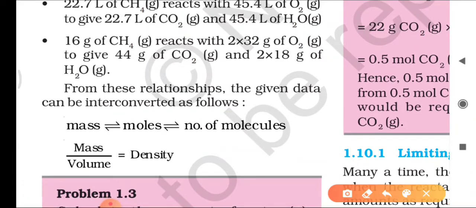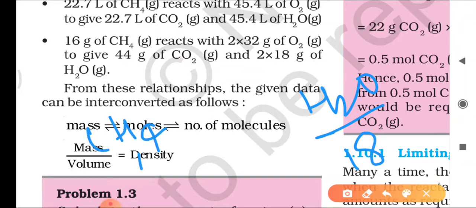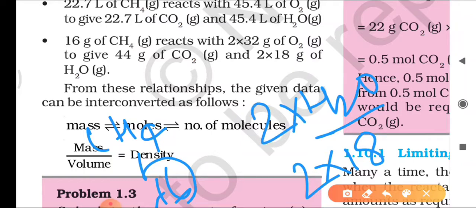Again, in terms of gram, if we talk about it, H2O molar mass will be 18, and if we have taken CH4, that is 16 gram, right? If you have taken 16 gram, it will produce how much? From a balanced chemical equation, we know that it will produce 2 molecules of H2O. It means if we have taken 16 gram, then it will produce how much?